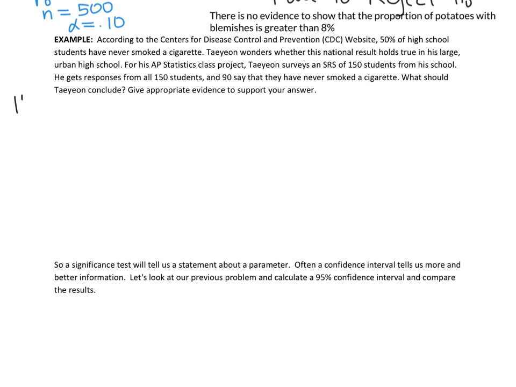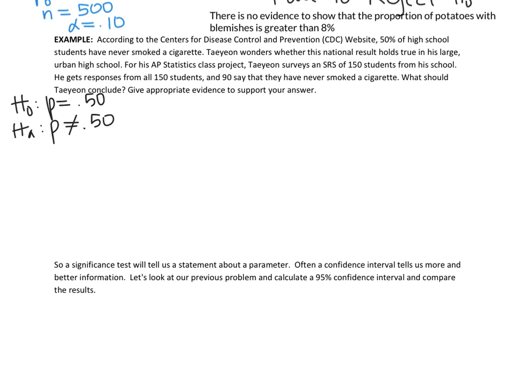So we're going to start with our hypothesis tests. So our null hypothesis is that P equals 0.50. Our alternative, so he just wants to know if this holds true, which means the alternative would be that the proportion does not equal 0.50.